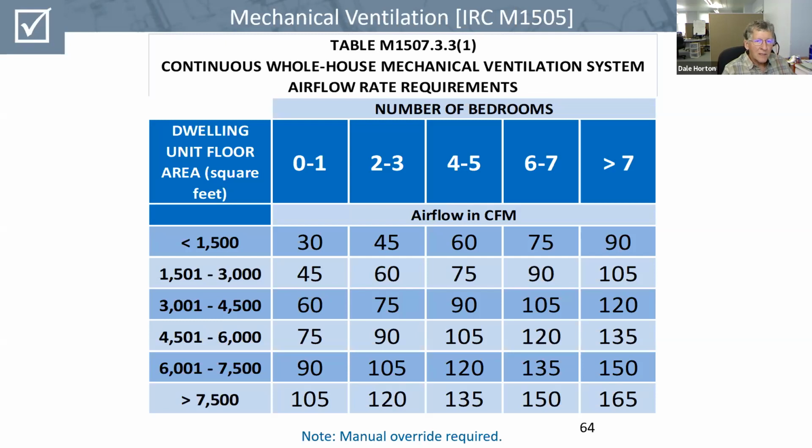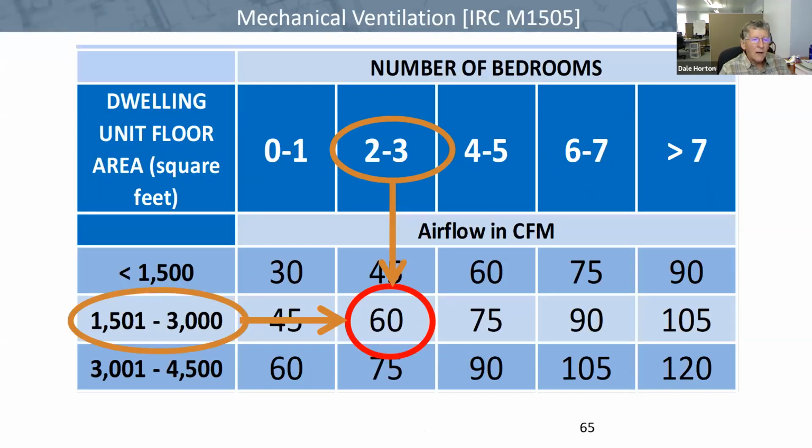The whole house mechanical ventilation requirement is based on a table, and in this table, you use the conditioned floor area of the building and the number of bedrooms to determine the airflow required. The assumption with this table is it is continuous. So, for example, if you had a 2,000 square foot 3-bedroom house, you would have to provide 60 CFM of continuous airflow in that house in order to meet code.